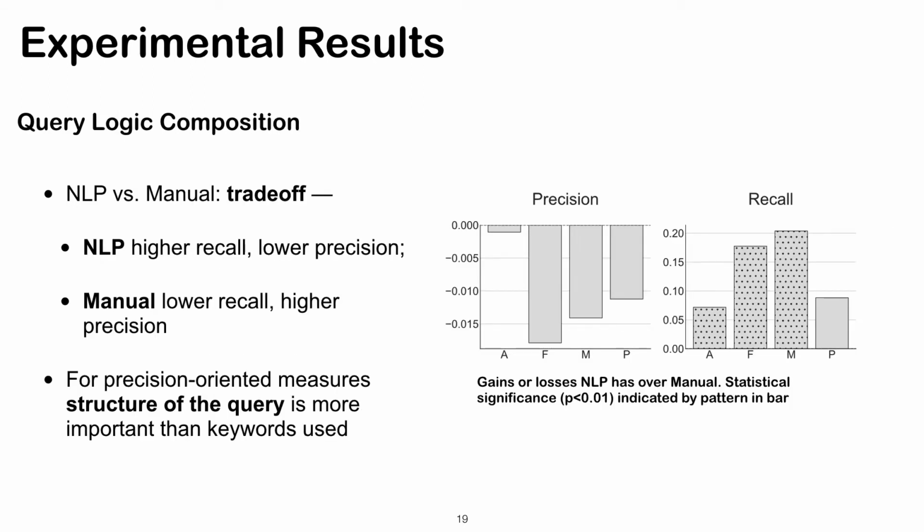First, we look at how query logic composition affects query formulation. Here we see that there's already a trade-off between precision and recall, in that the NLP approach provides high recall but lower precision, and the manual approach provides lower recall but higher precision. And for higher precision-oriented measures, we find that the structure of the query is more important than the keywords used.